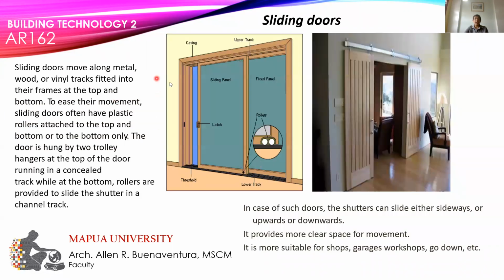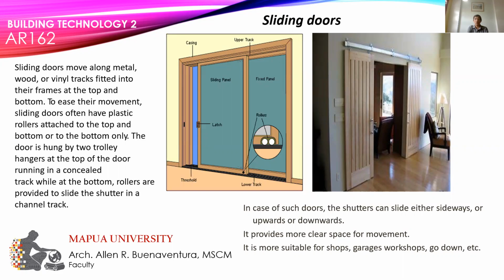So we have also a sliding door. Sliding doors move along a metal, wood, or vinyl track fitted into their frames at the top and the bottom. To ease their movement, sliding doors often have plastic rollers attached to the top and bottom, or to the bottom only. The door is hung by two trolley hangers at the top of the door, running on a concealed track, while at the bottom rollers are provided to slide the shutter in a channel track.